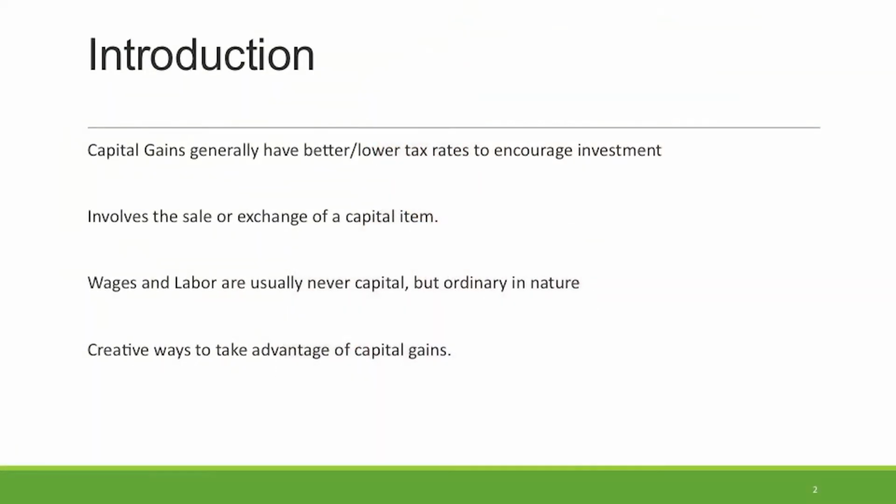Wages and labor are usually never capital gains, capital items, of course. Wages are always ordinary for the most part. And what are wages? W-2 income, right? 1099 income, that's what we consider wages. There are some extremely creative ways, though, to take advantage of capital gains. And we're going to talk about that in today's presentation, and you'll see that as well. So we're going to talk about things of that nature.